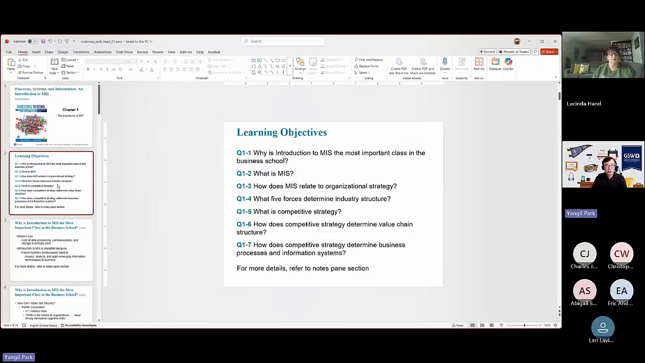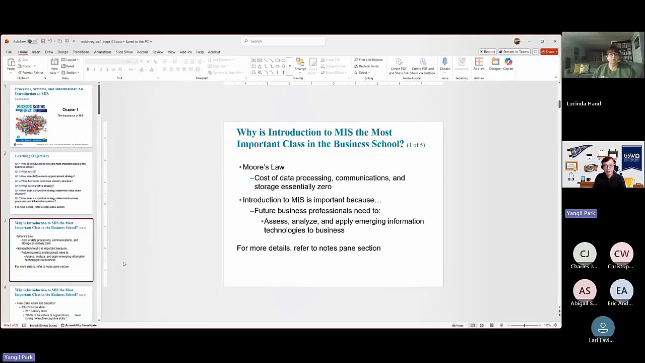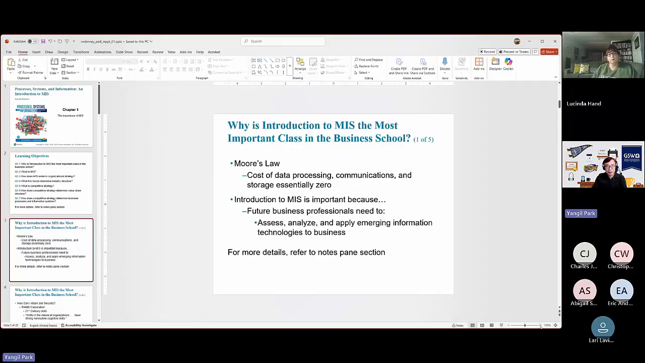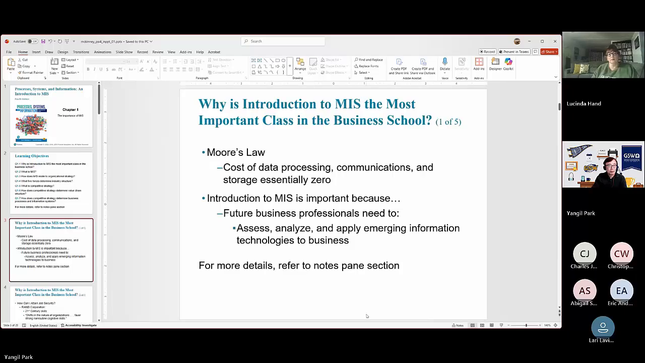Let me know if the font is too small or something, okay? Because usually the Teams meeting screen is kind of not clear or too small, so maybe I want to just zoom in a little bit. But again, this is under chapter 1, so you can find the same PowerPoint.